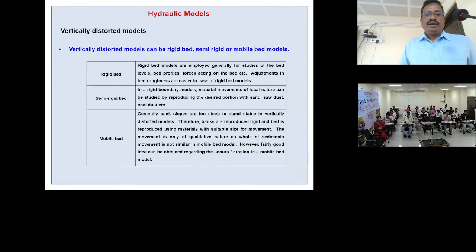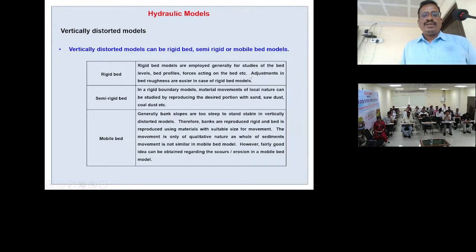In vertically distorted models, there are three other types of models. Rigid bed models: the bed of the river is rigid, meaning we have plastered it with cement plaster, so bed movement is not allowed in this model. We also conduct this type of study at CWPRS. If you only need to know water levels, and for studies of stable reaches of rivers, you can go for a rigid bed model.